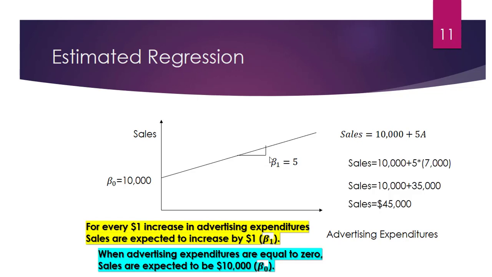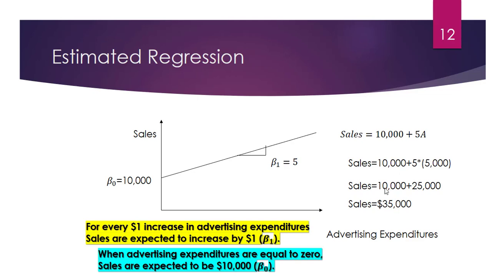Suppose we meet a firm manager who's planning to spend $7,000 on advertising. In order to estimate her sales, we simply make advertising expenditures equal to 7,000 in the regression equation. Sales, or y, is then equal to 10,000 plus 5 times 7,000. This gives us sales of $45,000.